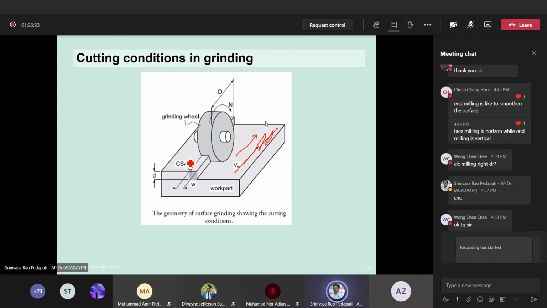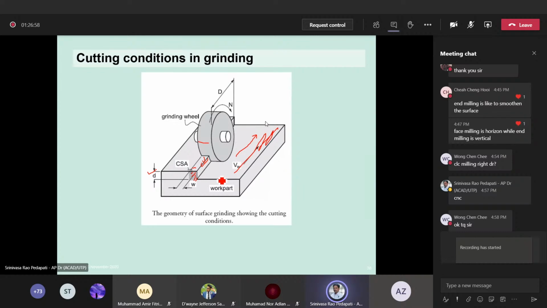You can have two types: either the wheel can be moved or the work can be moved. Whatever it is, the relative velocity is VW. And then the depth of cut is d, so the depth that is obtained in the cutting is the depth of cut. And then the width of the wheel is nothing but the width of the material that is removed. So the shaded area here, CSA, is what? Cross-sectional area. So the cross-sectional area is the one which is removed from this part.